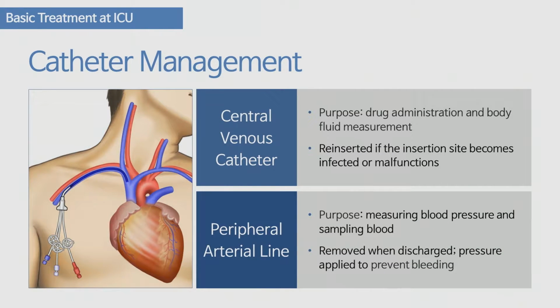Arterial lines, A-lines, usually inserted at the wrist, are used for measuring blood pressure and sampling blood. When A-lines are unintentionally removed, it may lead to bleeding. They are usually removed when patients are discharged from the ICU. Pressure will be applied upon removal to prevent bleeding.